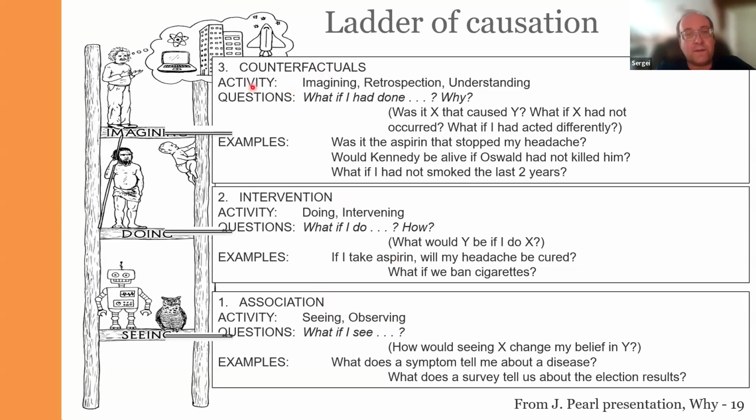So the third level is the counterfactual, which is essentially understanding the fundamental mechanism behind the process. So what would have happened if I had done things differently? What would have happened if I started the experiment under different conditions? What would have been an outcome?